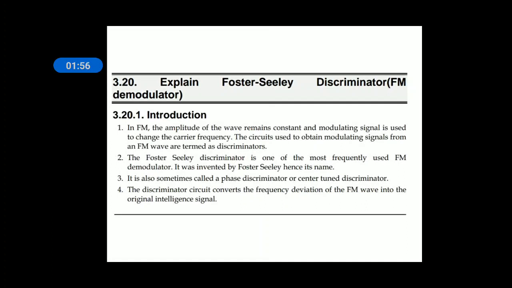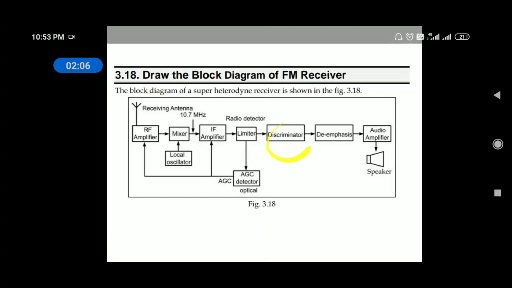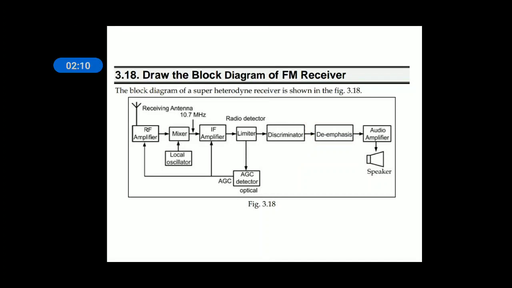This is one of the famous discriminator used in FM receivers, because in FM receiver there is a circuit called discriminator here. This discriminator is made up of Foster-Seeley discriminator. The purpose of discriminator is to convert FM signal into modulating signal. The demodulator in FM receiver is known as discriminator. It does the conversion from FM signal into baseband signal or modulating signal.